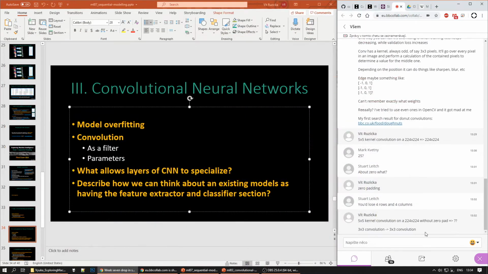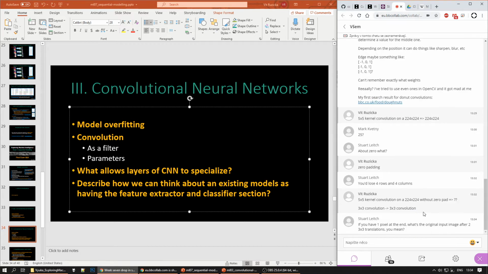Yeah. So after these two transformations, we are getting another image, right? With zero padding or without, it doesn't really matter. But if we have one pixel at the end, what would be the reach of that one pixel? Where would it be getting information from in the original image?